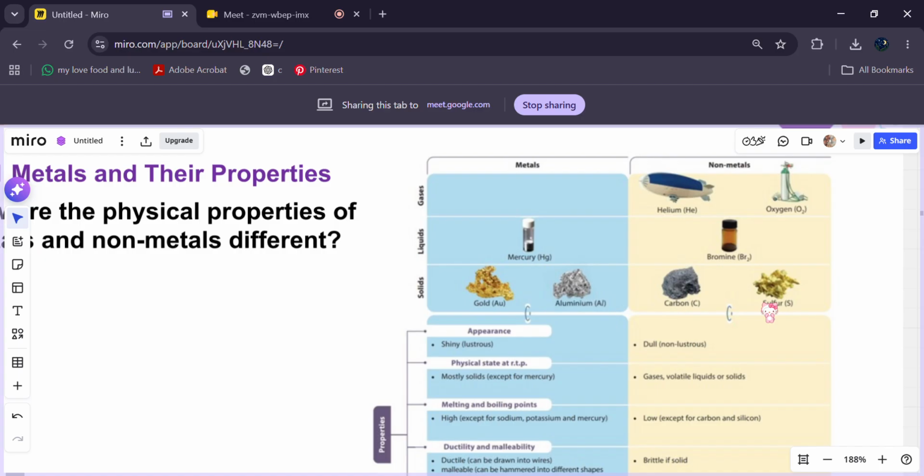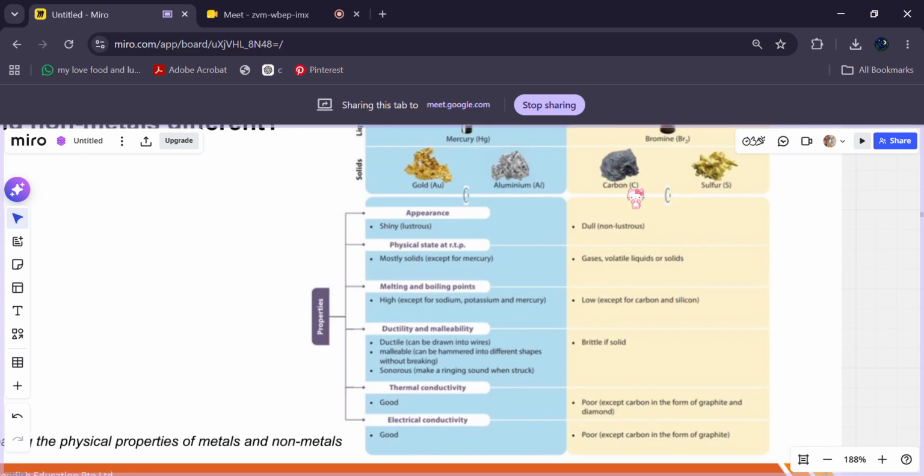Metals have high melting and boiling points. However, non-metals have low melting and boiling points, except for carbon and silicon. Silicon is considered a non-metal. Metals are also ductile, which means they can be drawn into wires, and malleable, which means they can be hammered into different shapes without breaking. Non-metals are brittle if they're solid, so if you try to shape them into wires or hammer them into different shapes, they will most likely break.